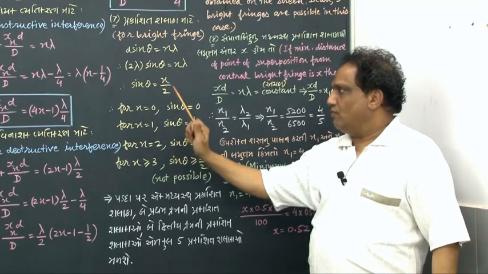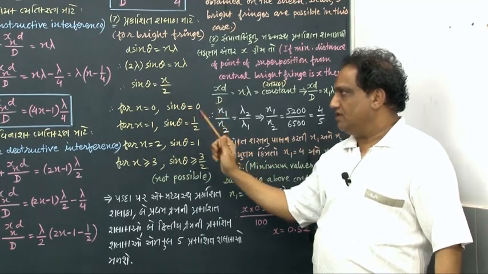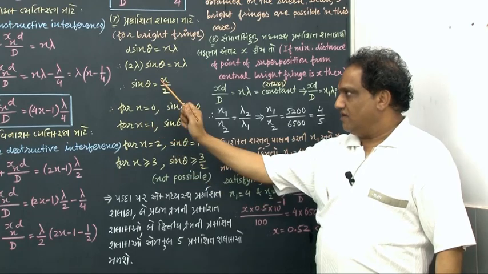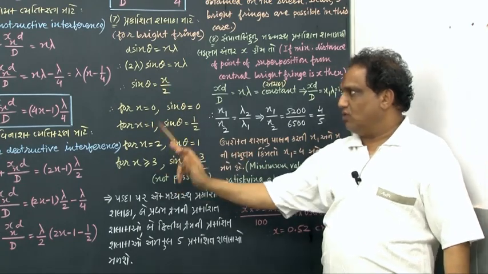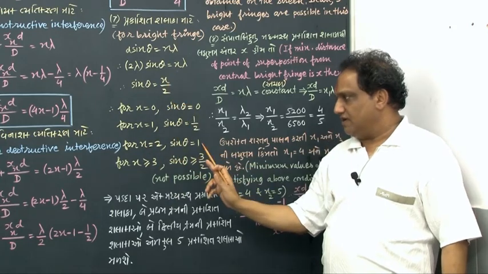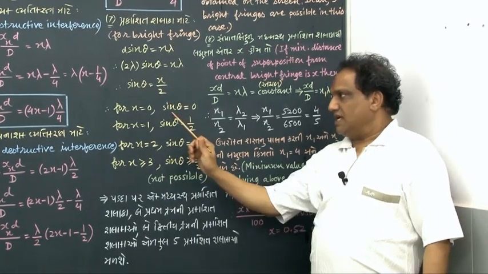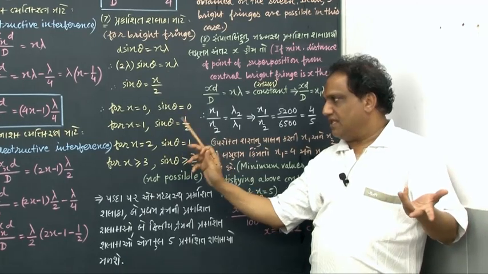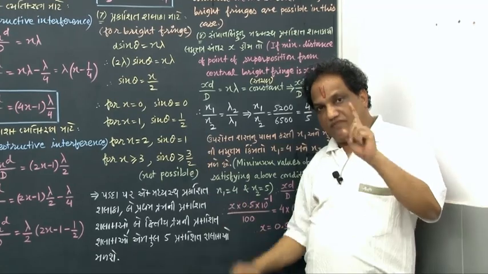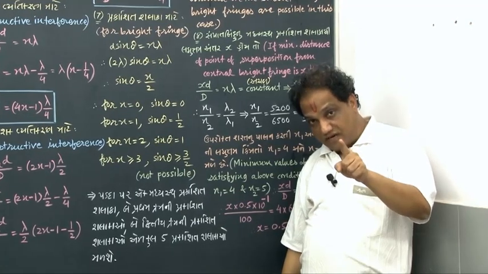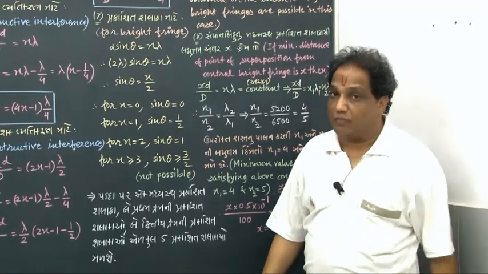For n equal to 0, 0 upon 2 will be 0. Put n equal to 1 here, 1 by 2, so sin theta equals 1 by 2. Put n equal to 2 here, 2 upon 2, that is 1. Sin theta equal to 0, possible. Sin theta equal to 1 by 2, possible. Sin theta equal to 1, possible. But if any value is greater than 1, then for sin theta it is not possible.